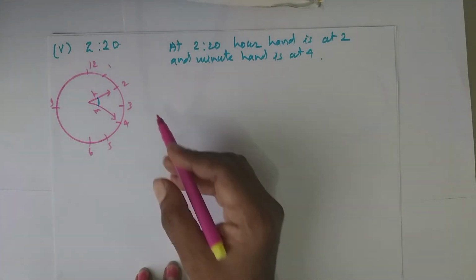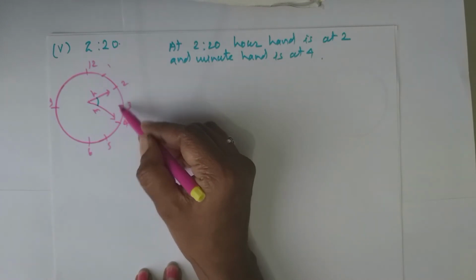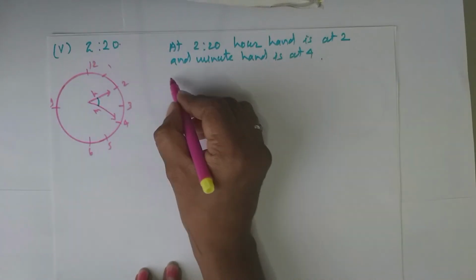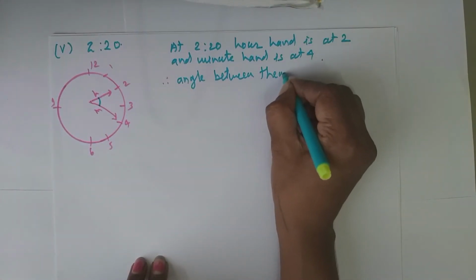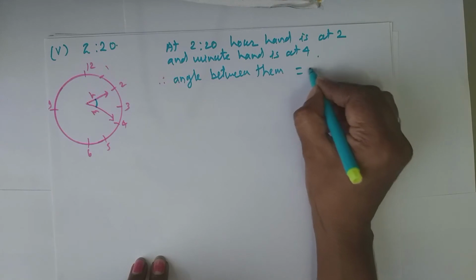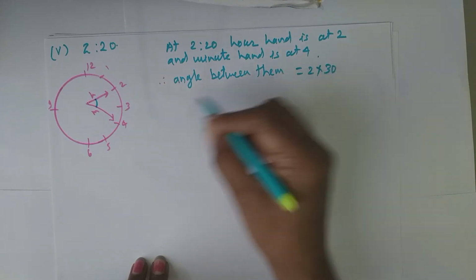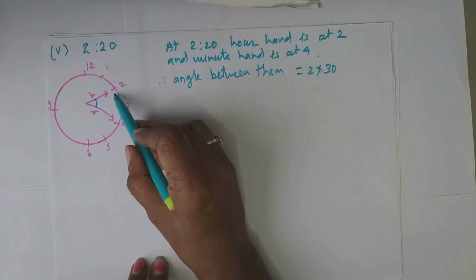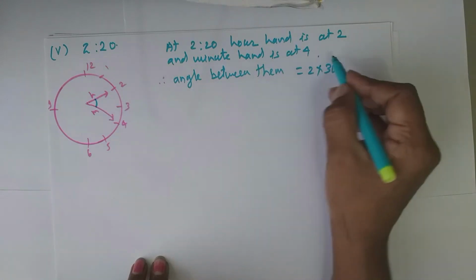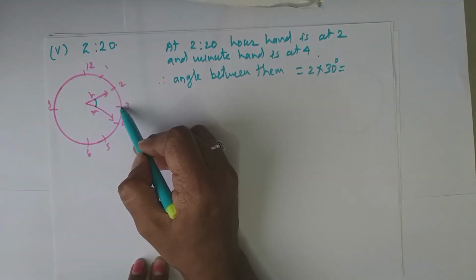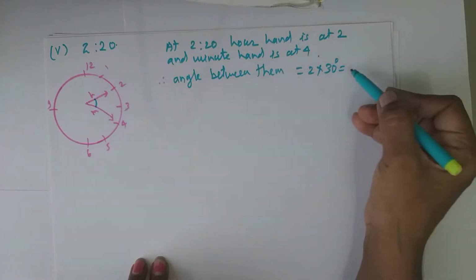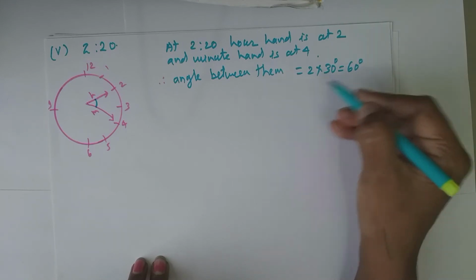Now see how many equal divisions there are between 2 and 4. 2 divisions. Therefore, the angle between them, meaning the angle between the hour hand and minute hand, is 2 into 30. We know that if the hour hand moves from one number to the next, an angle of 30 degrees forms. Here there are two equal divisions, so an angle of 60 degrees forms.